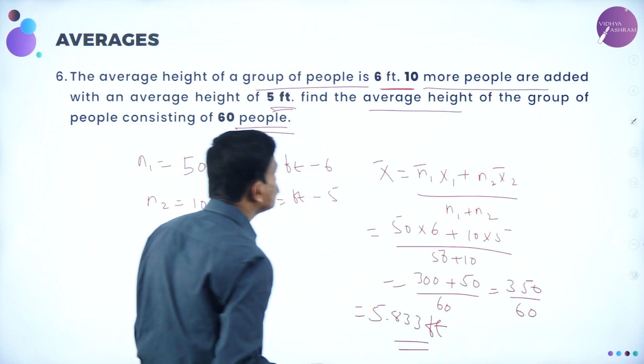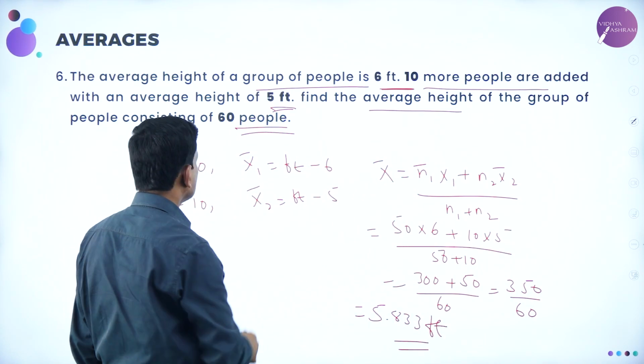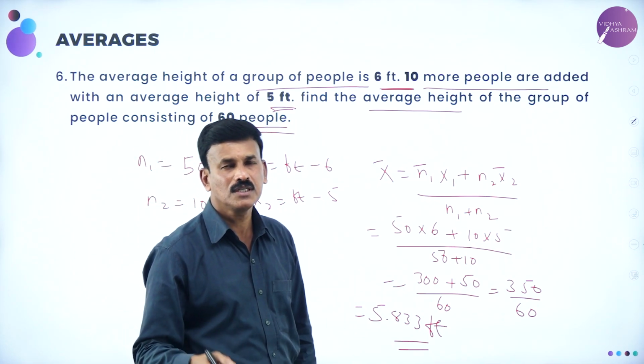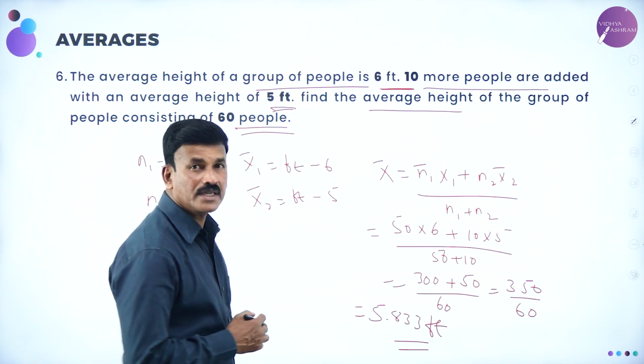So the average height of the group of people consisting of 60 people is 5.833. That's it. Okay, we followed. Move on to the next problem.